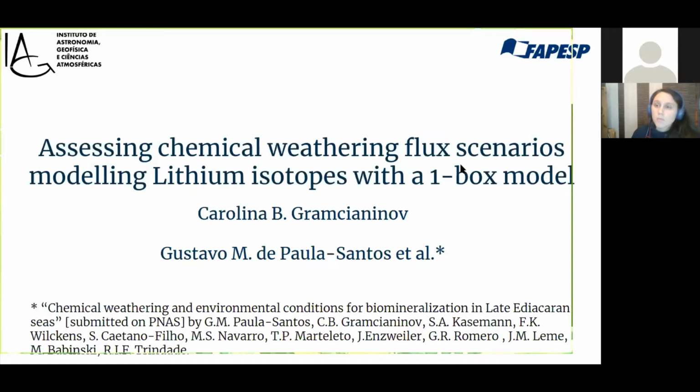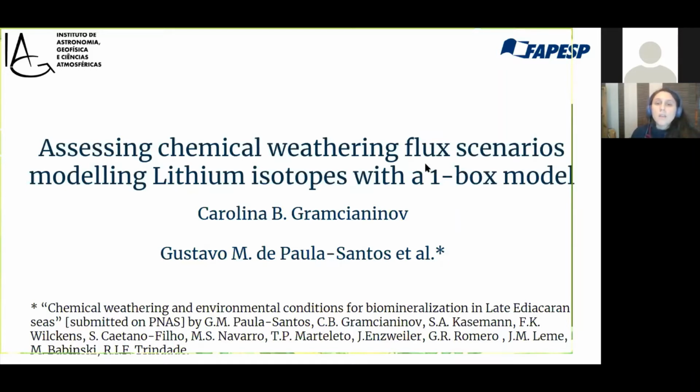He was a postdoc at the University of Campinas. And I was invited to this work to try to find a good model to model lithium isotopes. So this was a very good experience, and I'm very happy to share with you.